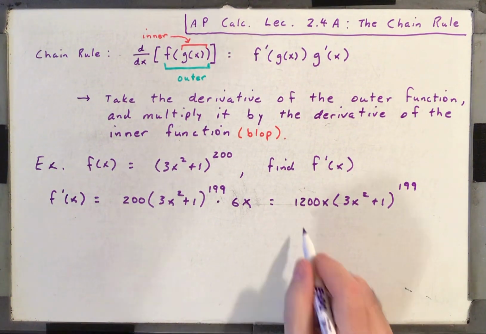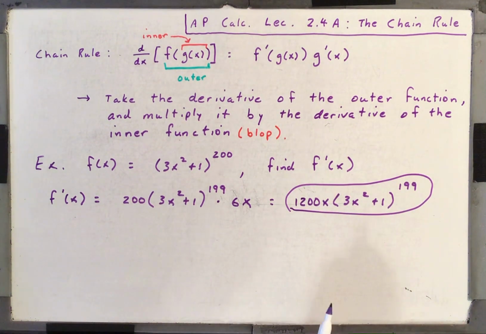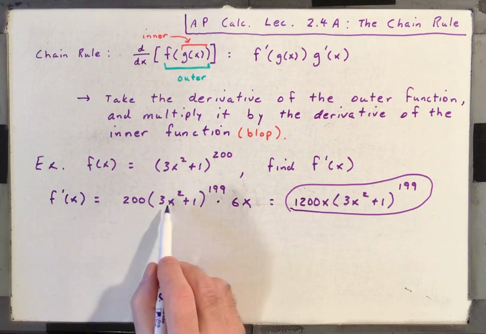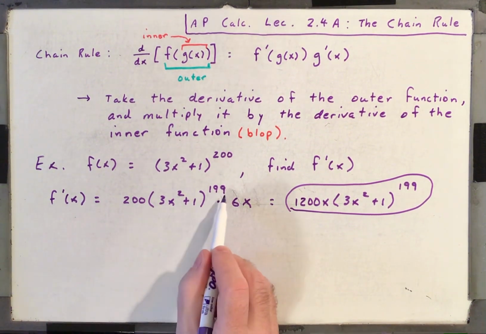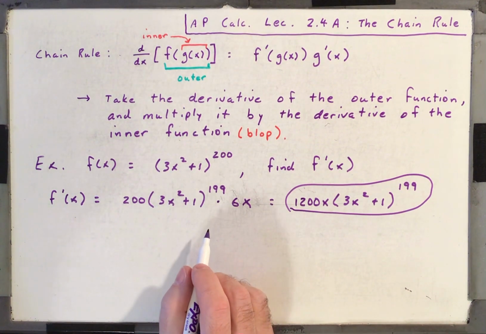Now, one error that I've had students make a lot of times is they forget this exponent. So they would just do 200 times 3x squared plus 1 and just leave that exponent off. Well, you can't do that. That's a pretty major error.